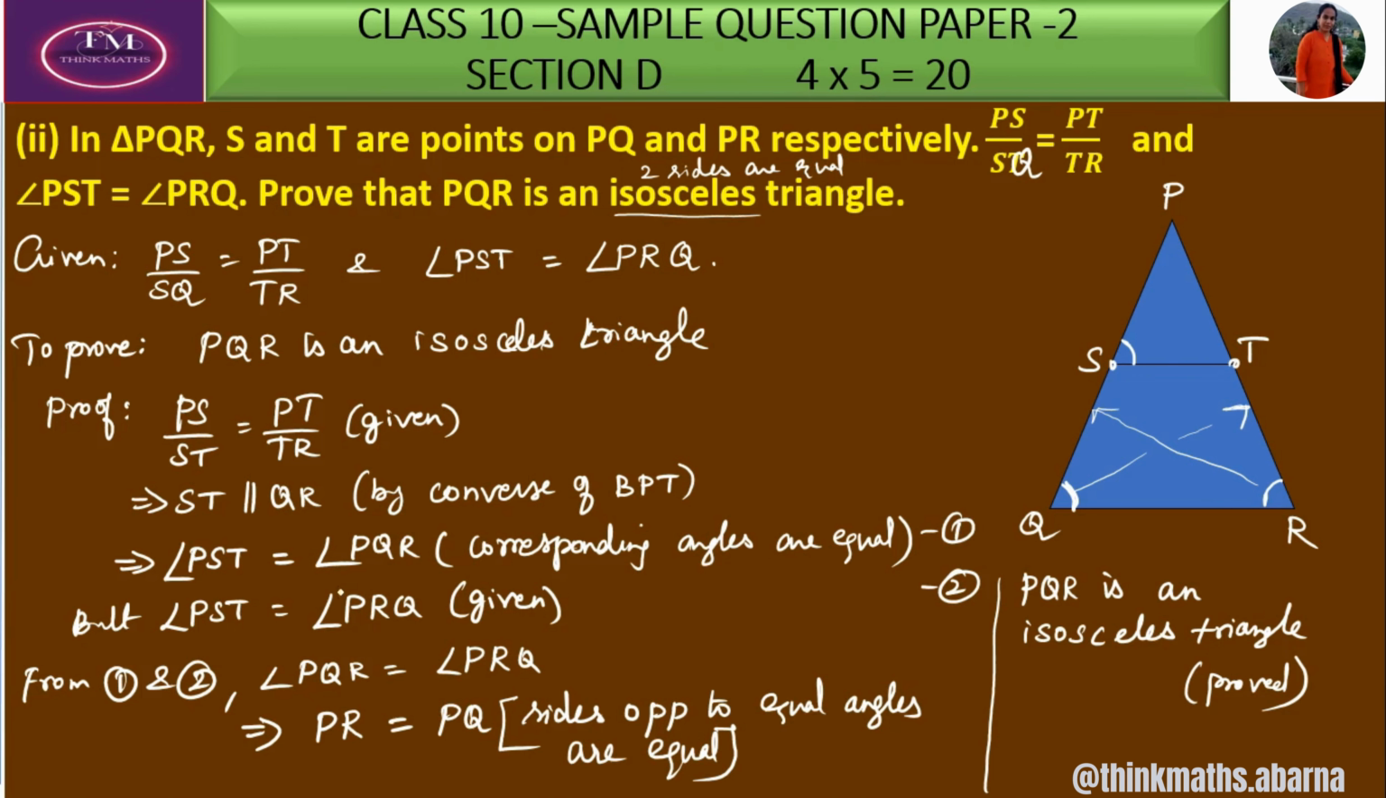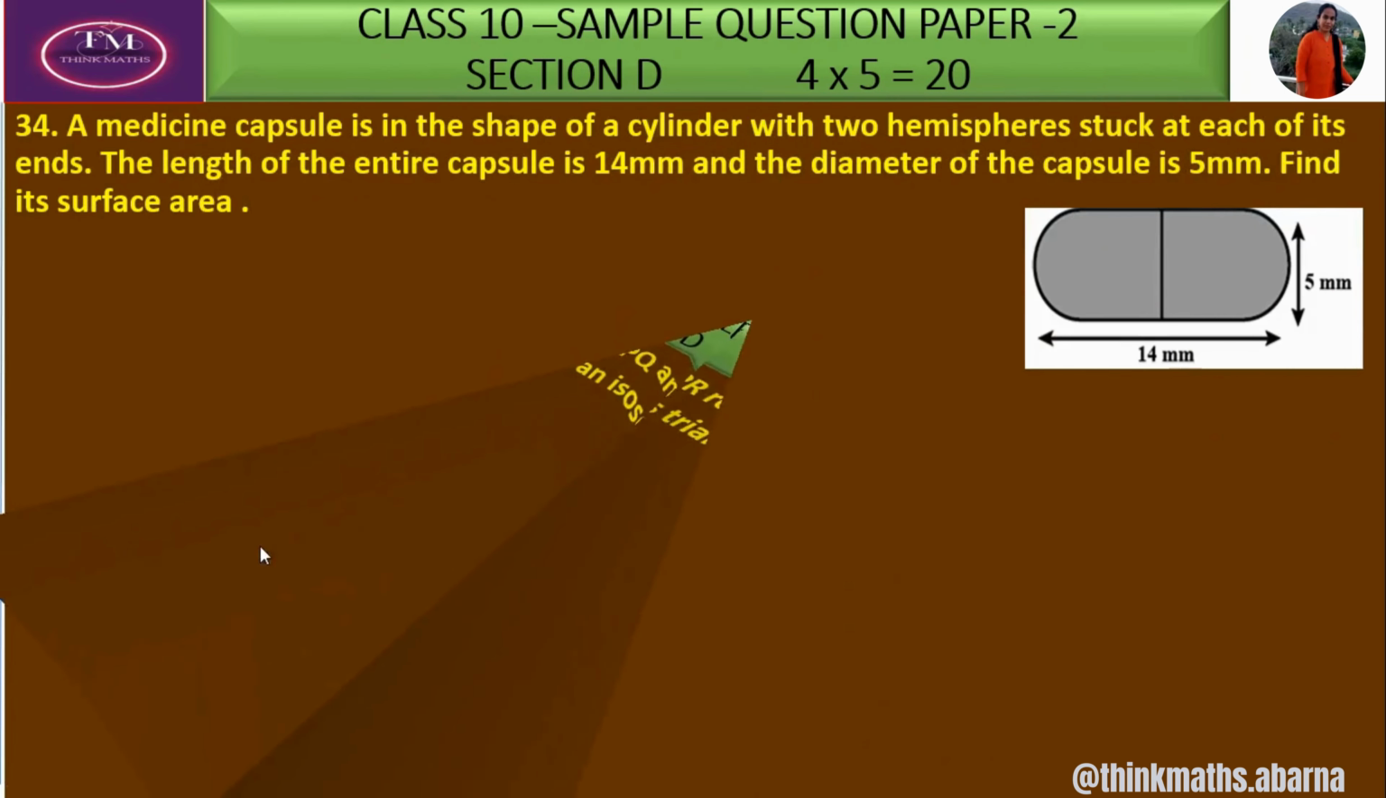So moving on to the next question. 34th question. In this you have choice. So the choice part is on the next page. So here first one. A medicine capsule is in the shape of a cylinder with two hemispheres stuck at each of its ends. The length of the entire capsule is 14 millimeter and the diameter of the capsule is 5 millimeter. Find its surface area.